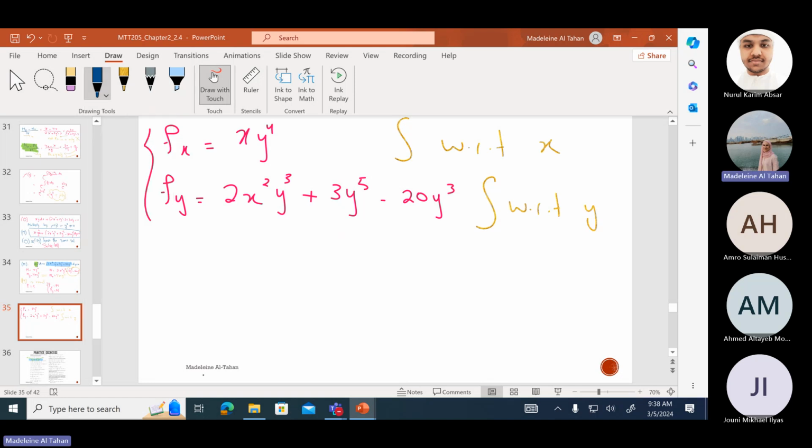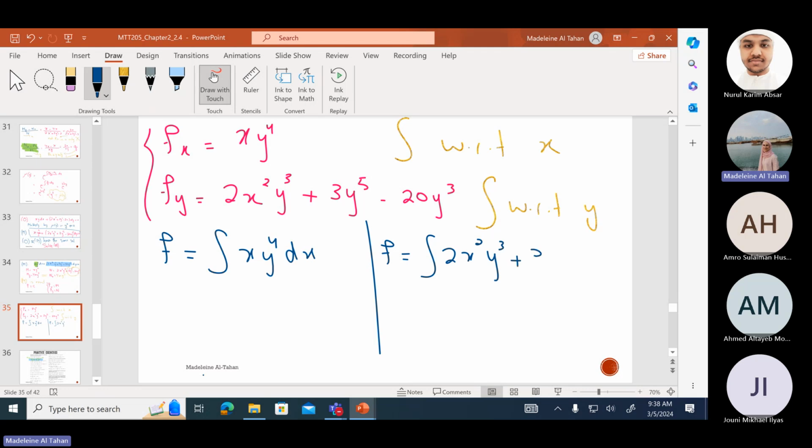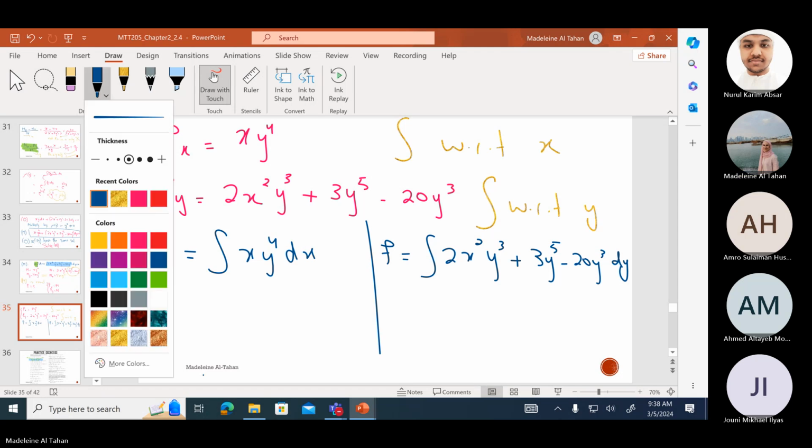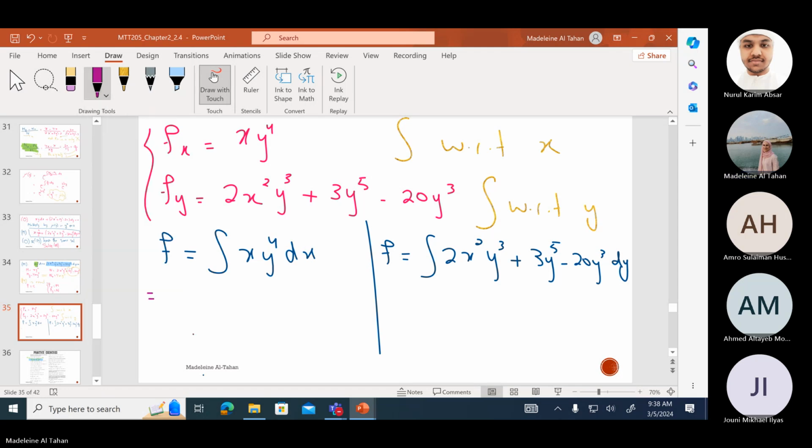After that, the first one: f is the integral of xy^4 dx, and the second one, f is the integral of 2x^2y^3 + 3y^5 - 20y^3, and here dy. y^4 with respect to x gives x^2 over 2, plus a constant in terms of y. Are you okay with it?